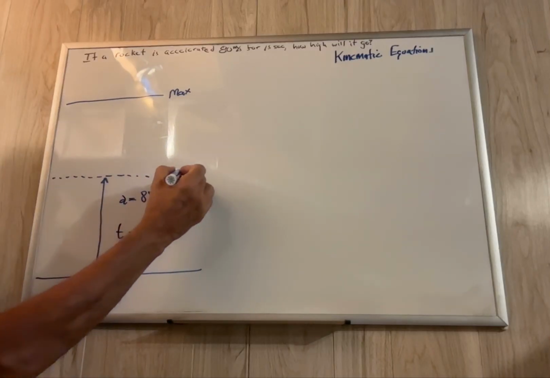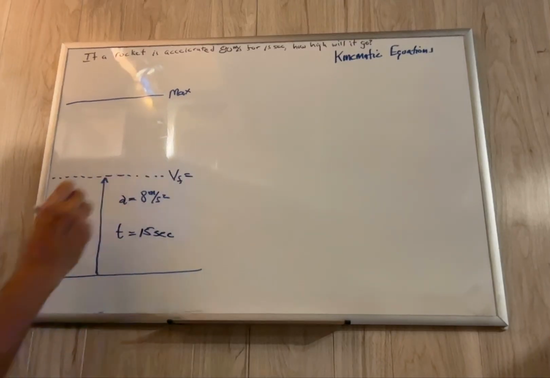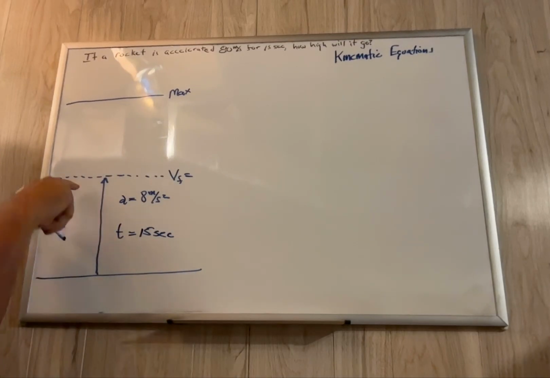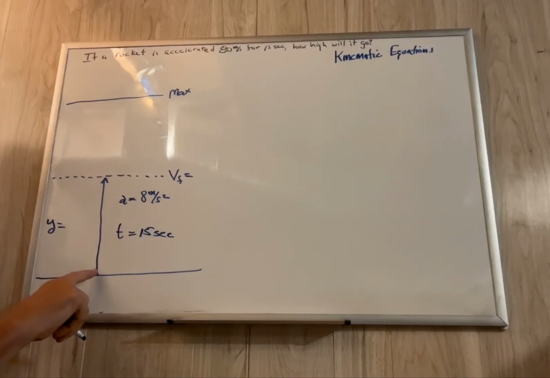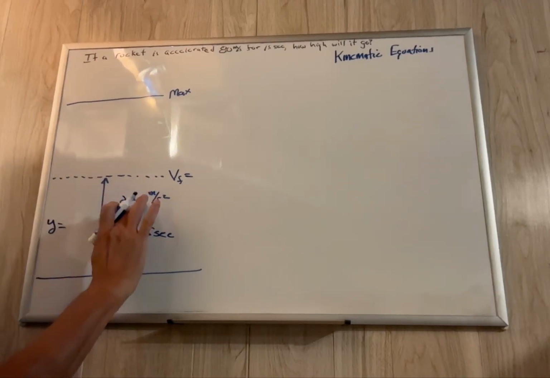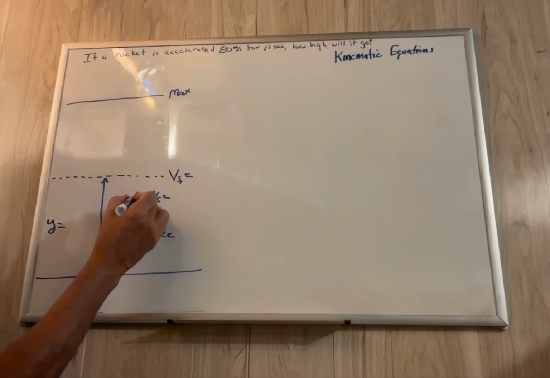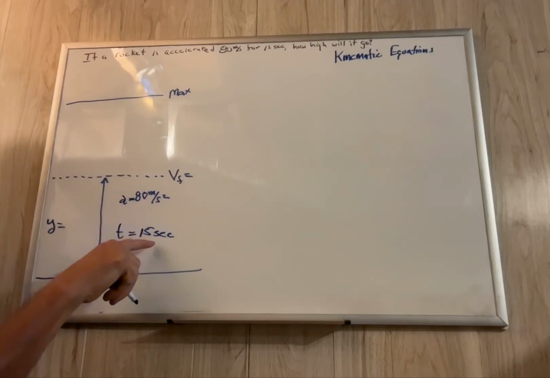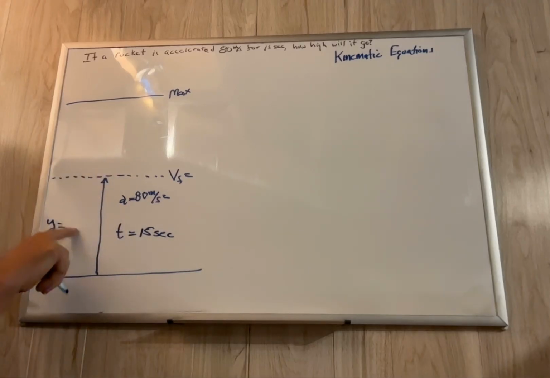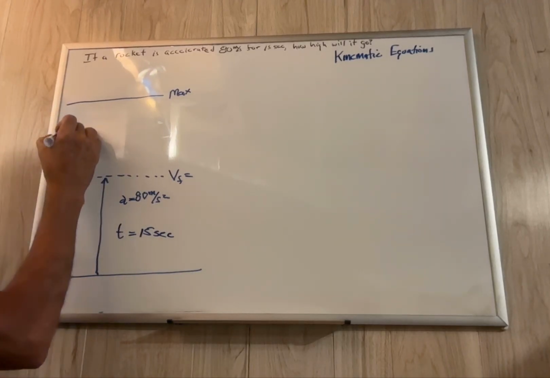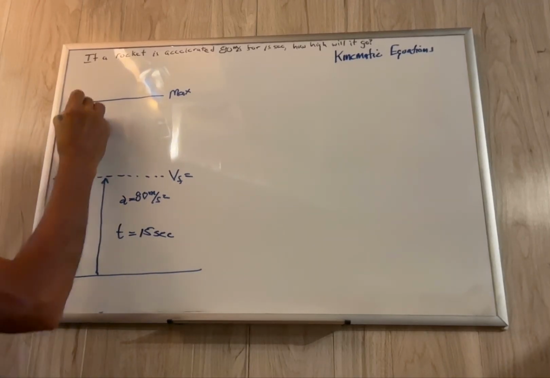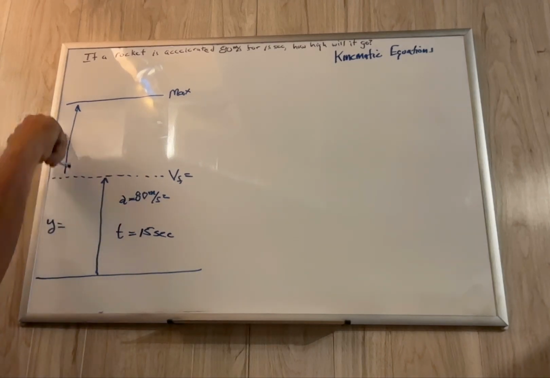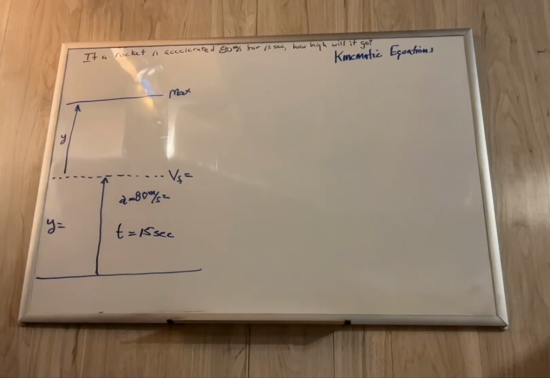So two things you want to look for: the final velocity, and y over here. I want to know how high this rocket is going to go with this particular acceleration. If my acceleration is 80 meters per second squared and it accelerates for 15 seconds, how high is this going to go? I need to find that. Then we're also going to find out how high it goes from here to here, so we're going to end up adding these two y's together. So let's see how this goes.